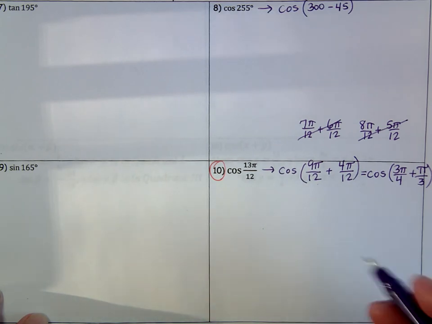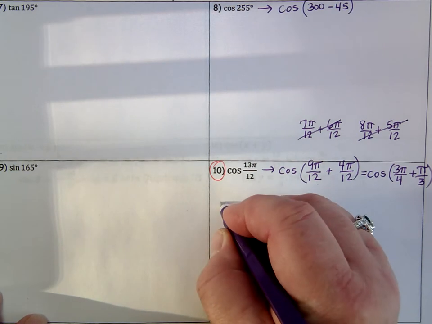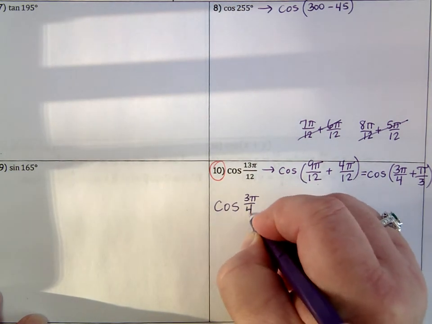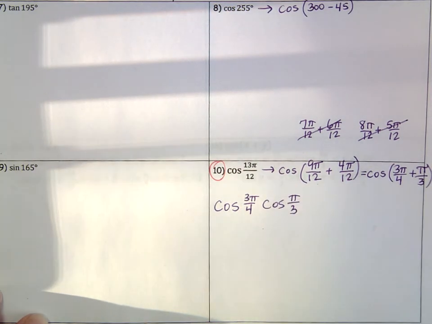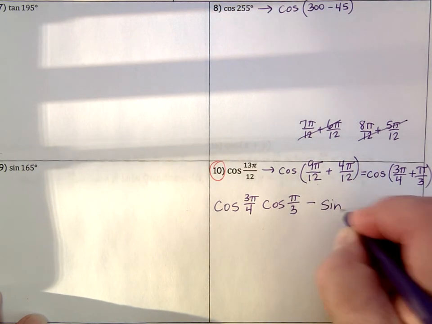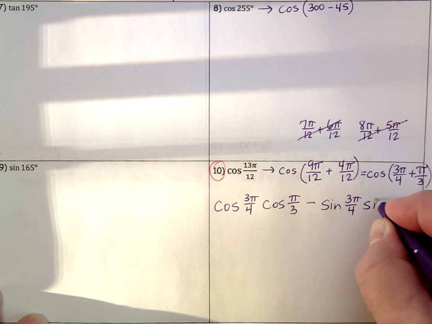All right, so then I'm going to go back and expand this. This is the cosine with a plus sign, a sum of cosines. So cosine of 3 pi over 4, cosine of pi over 3. Because this is a plus in cosine, it's going to be opposite. Sine of 3 pi over 4, sine of pi over 3.